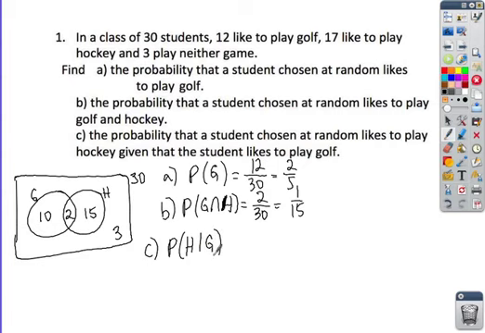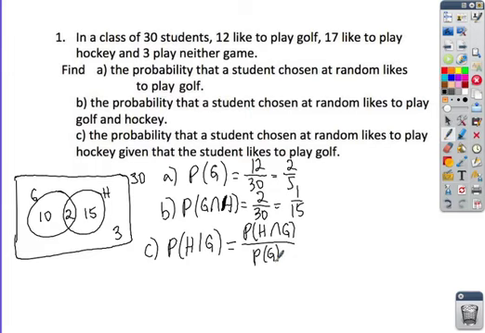In this case, the wording is very obvious. The word "given" is used. Sometimes it may not say "given," it may say something like "it is known." Anyway, using the rest of the formula, put the letters in their appropriate spots. So it looks like this: probability of H and G over the probability of G.